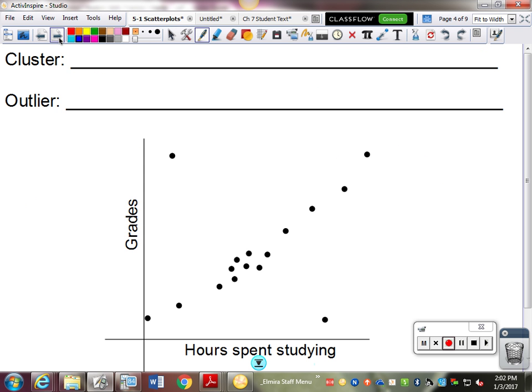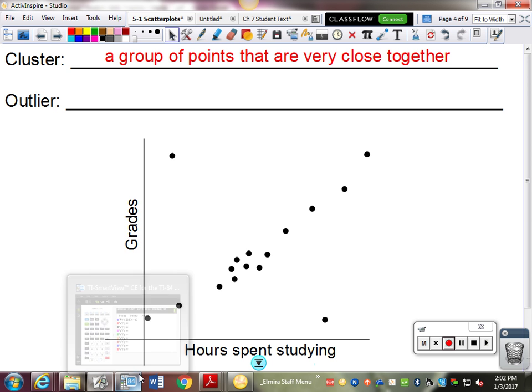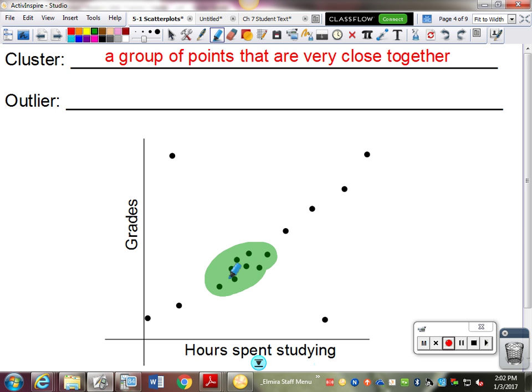Okay, some other vocabulary that you need for this unit. First of all, a cluster. A cluster is a group of points that are very close together. Now when I say a group, I don't mean like 3. I mean a significant portion of your data. That is a cluster right there where they're all grouped together like that. All right, a whole bunch of them grouped together.